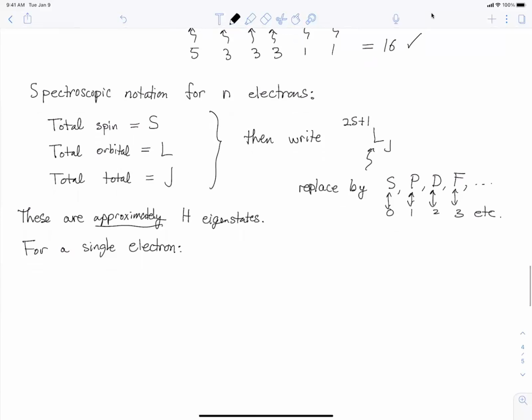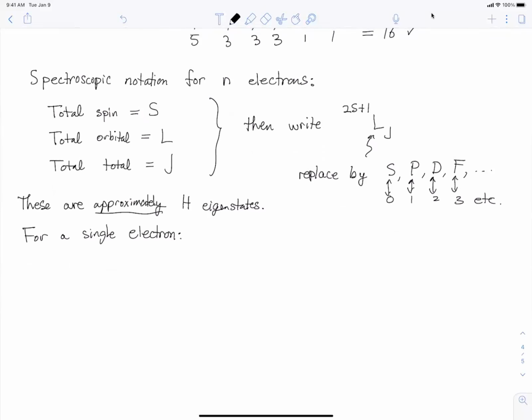Okay, anyway, going back to a single electron, if I have a single electron, then my total spin, S, is just going to be 1/2. And so my pre-superscript here is always going to be 2 times 1/2 plus 1, which is 2. So the pre-superscript is always going to be 2 for a single electron. The orbital quantum number, L, can be anything, any integer. And then the J can be either L plus 1/2 or L minus 1/2.